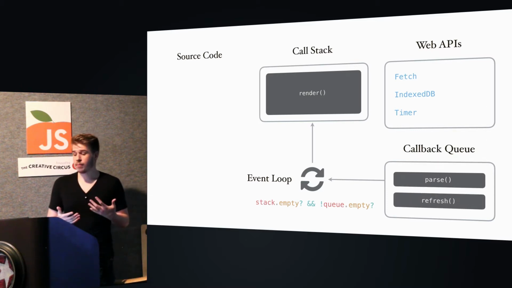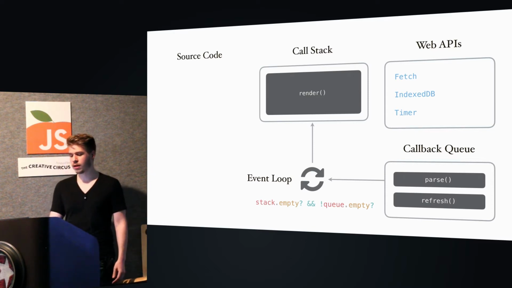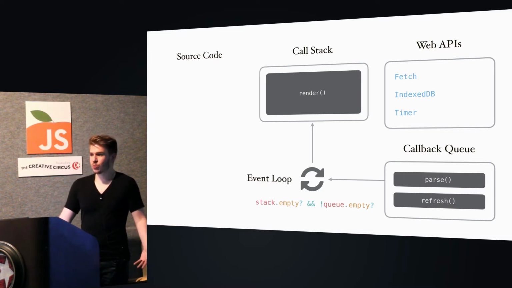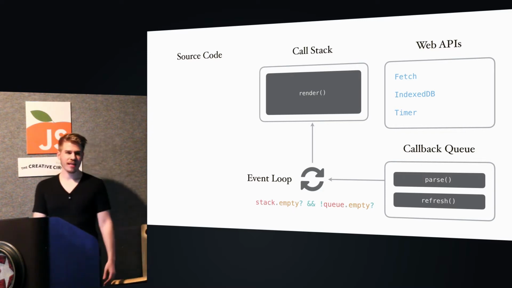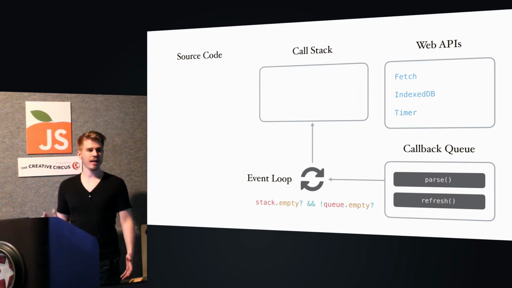Now during this time, the timer API might also finish up as well, and all it does is push its callback, in this case the refresh callback, onto the callback queue and wait to be executed. And they just sit there. They just wait. At some point, hopefully, that render function finishes running, and once it does, the call stack is now empty again. There's room for code to execute.